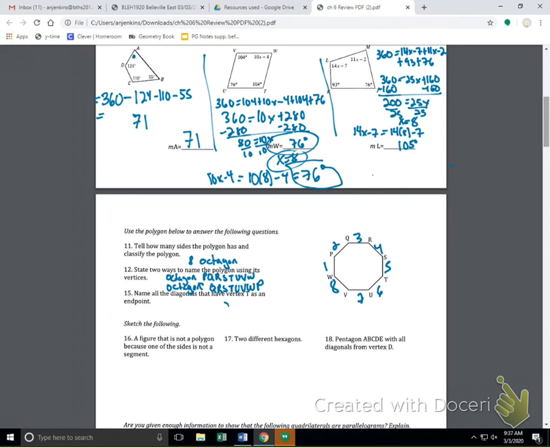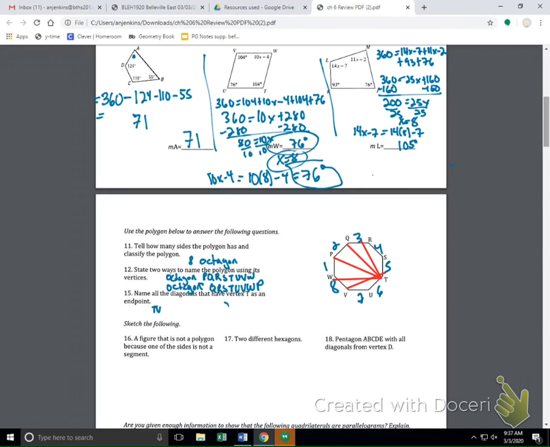And then the next one says name all the diagonals that have the vertex T. So remember we name diagonals or we create diagonals. Diagonals can't be to consecutive points. So not to the one right next to it. So T cannot go to U, but it can go to V. It can go to W. It can go to P. It can go to Q. And it can go to R. But it can't go to S and U. It'd be a side if it did.